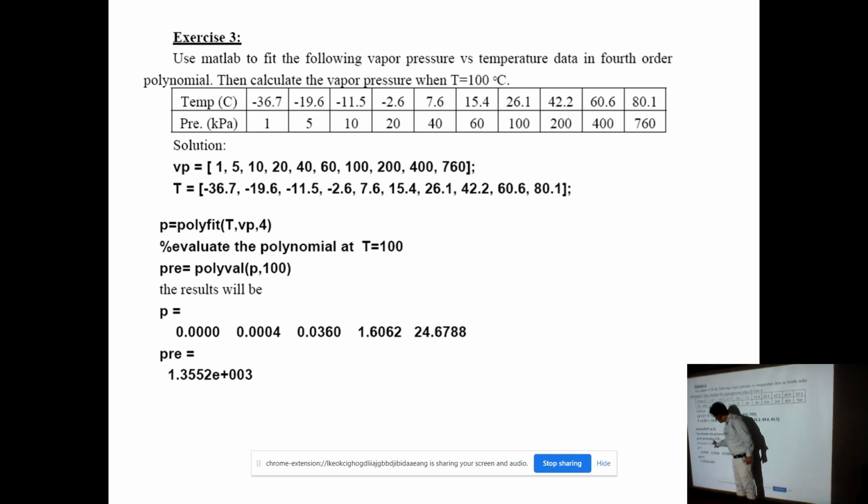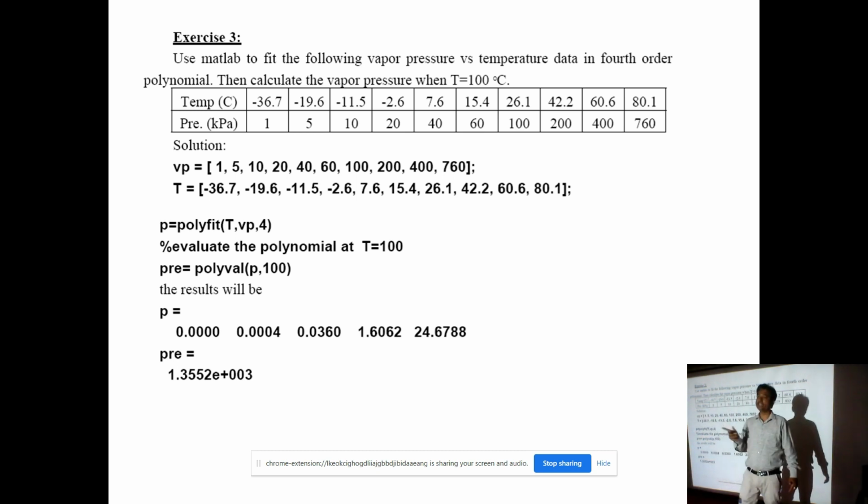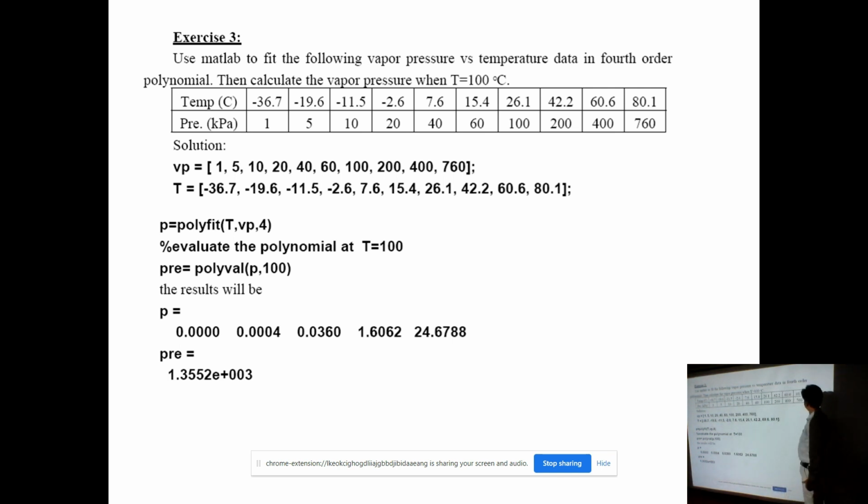So polyval P, because P is stored by the polyfit function, the coefficients. So polyval(P, 100). I kept the coefficients in a variable called P. So my vapor pressure at 100 degrees is 1.35 E3, where E means 10 power in MATLAB. 10 power 3 means multiply with 1000. So if I multiply with 1000, I get 1355. That means almost 1355 is the value I get for 100 degrees.